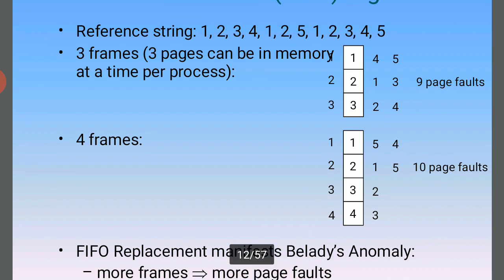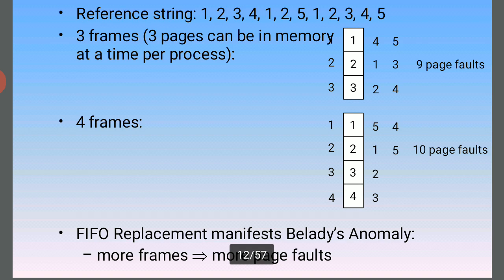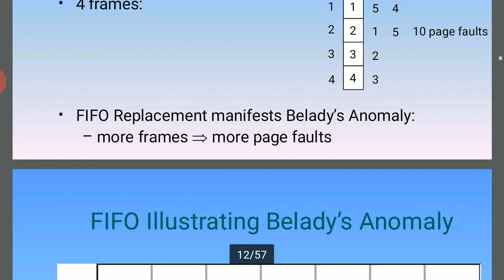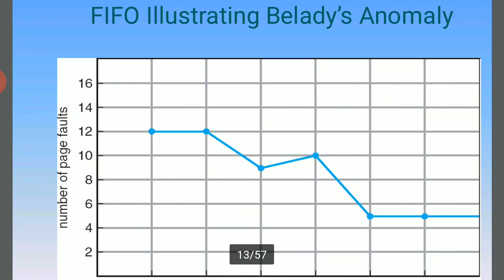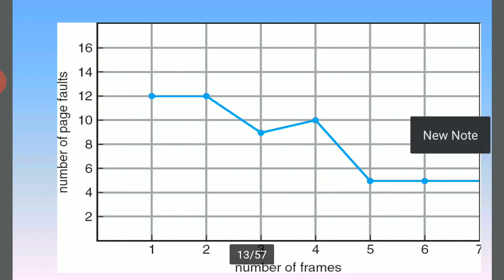So here 1 2 3 and the 1 2 3 4. So 1 2 3 and the 1 2 3 4, 4 1 2 and the 5 1 2 3. So 5 3 4. Here the 9 page faults and the 10 page faults. So the FIFO replacement, this is Belady's anomaly, and the more frames, more page faults. And the FIFO illustration and Belady's anomaly. Here see the number of pages faults and the number of frames.